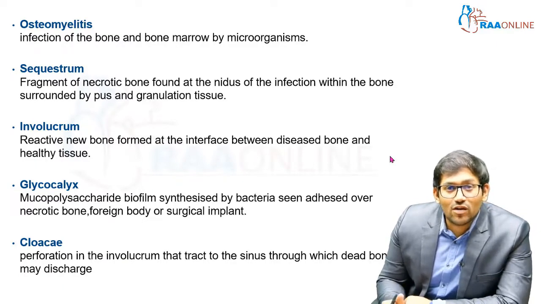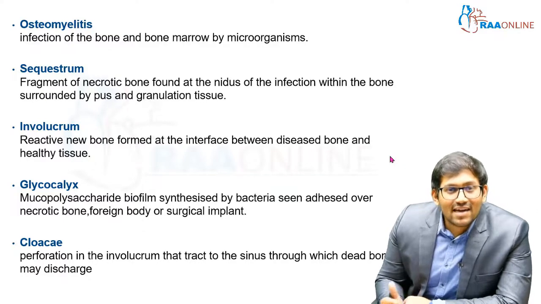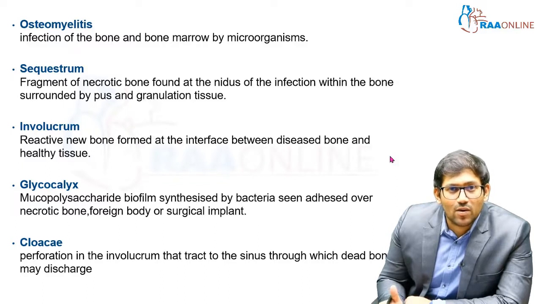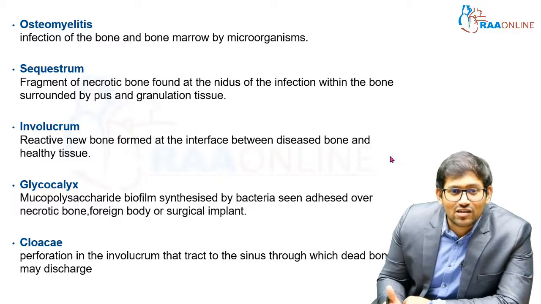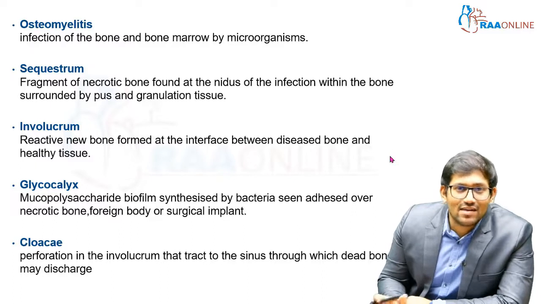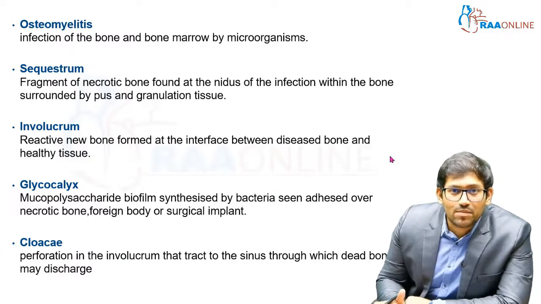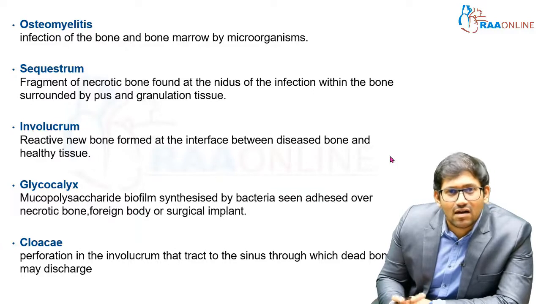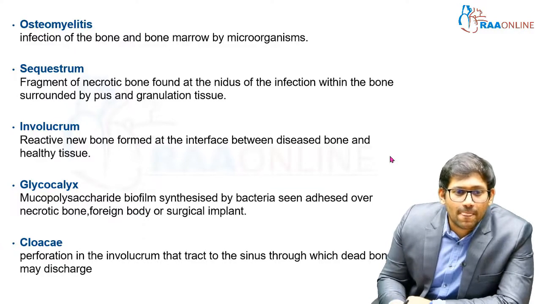Whereas what is involucrum? The reactive new bone which gets formed following a sequestrum or any other internal debris or necrosis within the bone, as a reaction at the interface between the diseased bone and the healthy tissue, is called an involucrum. Involucrum mostly lies between the periosteal lining and the affected bone.